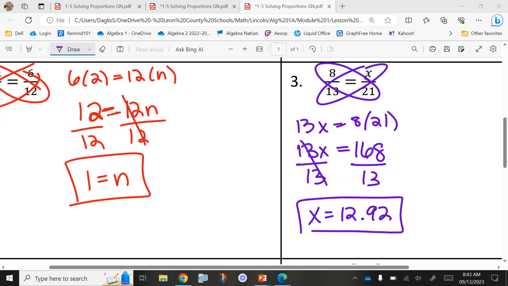So 8 times 21 is 168. So make that equal to 13 times x. And then you divide both sides by 13. We do get the decimal 12.92. We usually round it to about 2 places, the hundredths place.